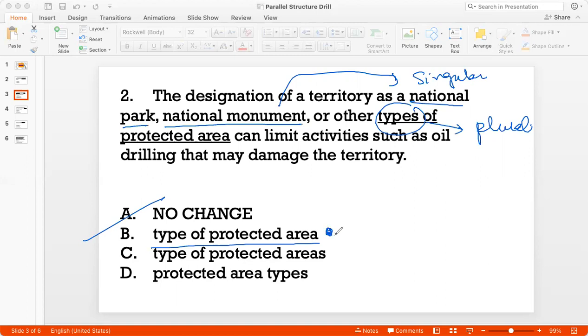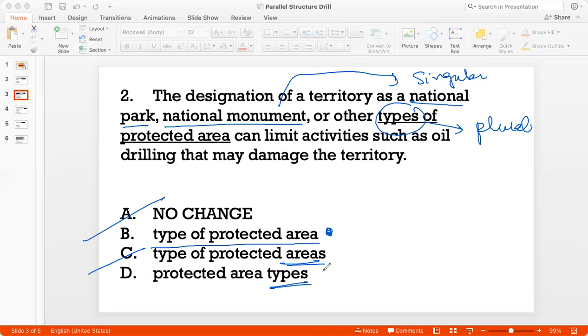So I'll keep this. Other type of protected areas, that's again using a plural with areas because I'm supposed to use a singular for this third item on the list. So other type of protected areas would not make sense because this is plural. So I would cancel this out. And other protected area types, that again, one, it doesn't follow the singular. And again, it also doesn't really convey the meaning very clearly.